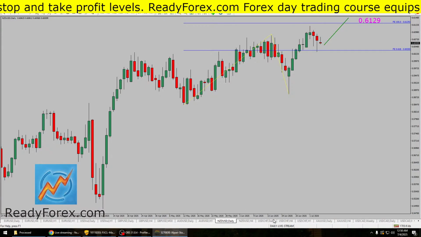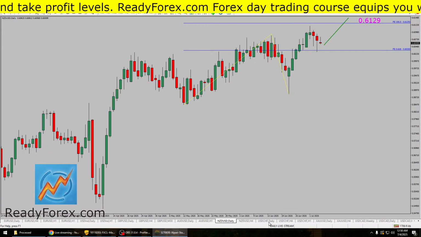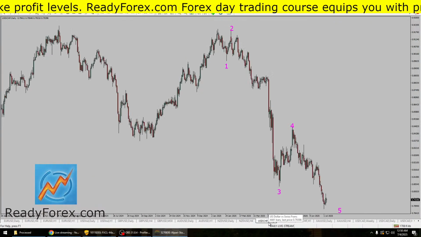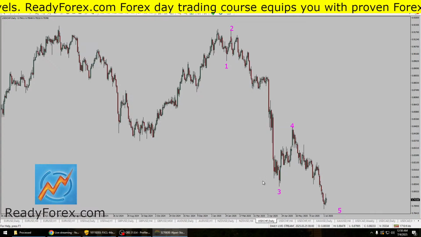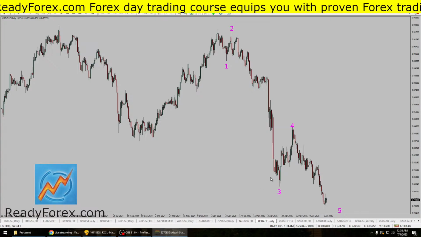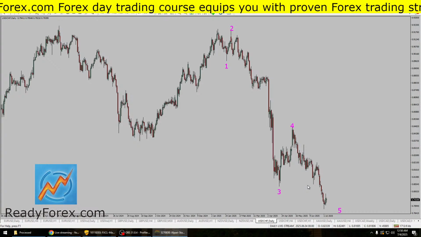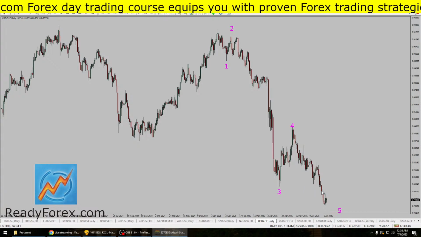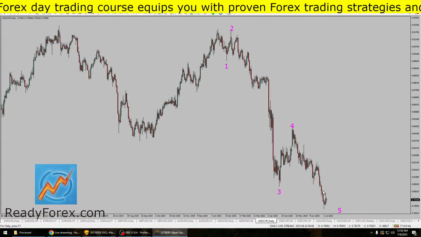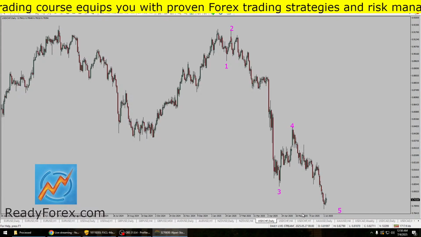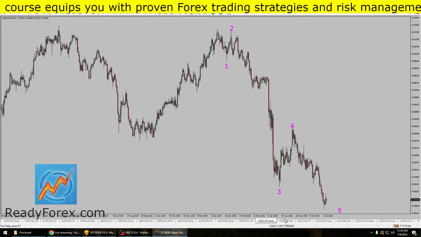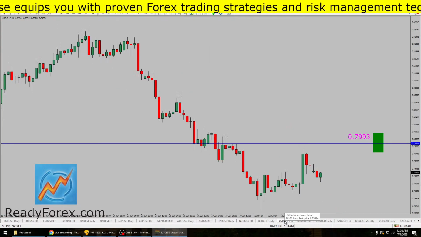Okay. Next, let us take a look at US dollar Swiss franc currency pair. Okay, US dollar Swiss franc daily time frame, nice downtrend going on. 1, 2, 3, 4, 5 to the downside. This is a bearish wave formation. It's an impulse wave, and wave 5 looks incomplete. It's not over.